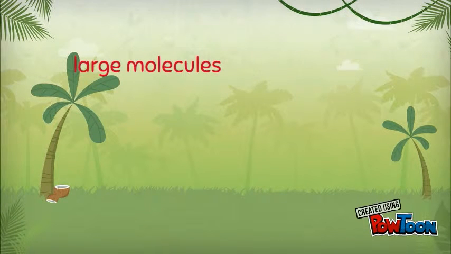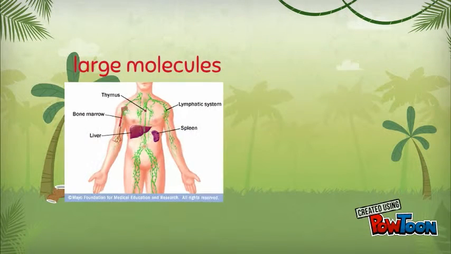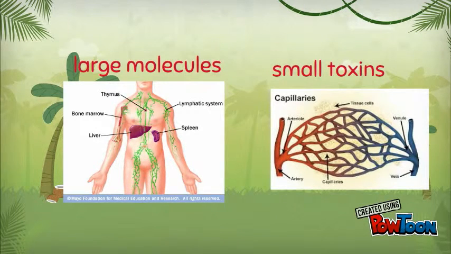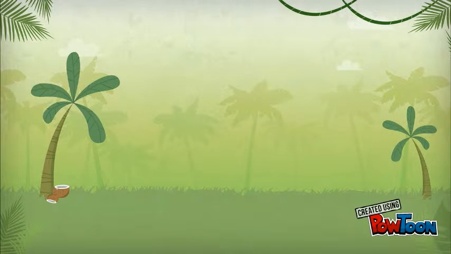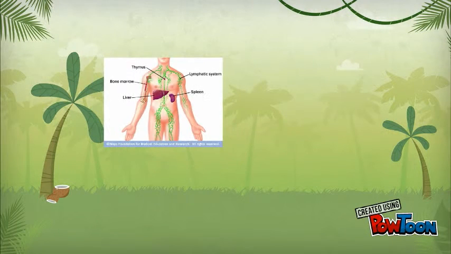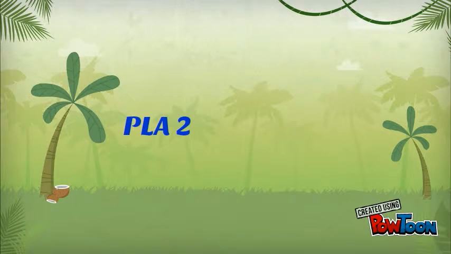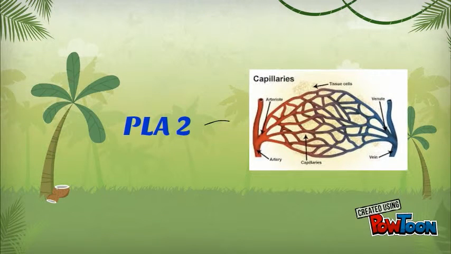Large molecules are absorbed primarily via the lymphatic system. Smaller toxins are directly absorbed into the blood capillaries. Toxins absorbed via the lymphatic system will have a different toxicokinetic profile from toxins absorbed into the bloodstream. Since PLA2 is a small type of molecule, it is directly absorbed into the blood capillaries.